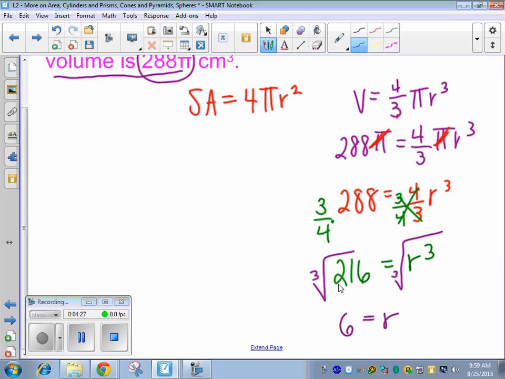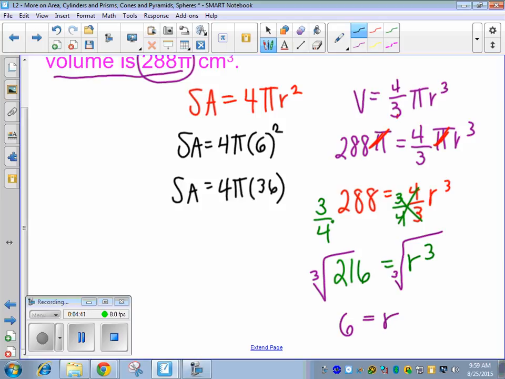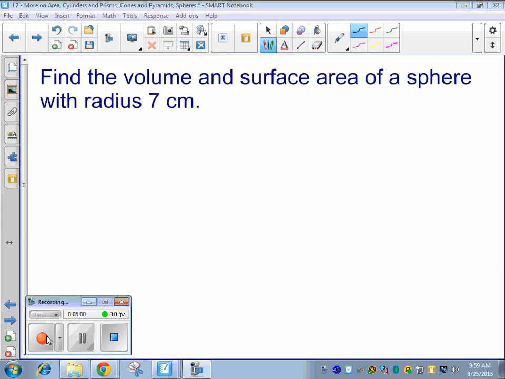Now that we know the radius, we can find the surface area, which was our initial goal here. So come back over to this formula. We have 4 pi, and we're going to replace the r with 6. Exponents always go first, so make sure you do 6 squared. And then we can multiply that out on our calculator, and we get 452.389. This is surface area. I think we're in centimeters, yep. So centimeters squared.